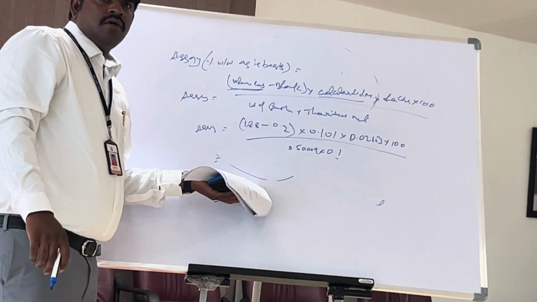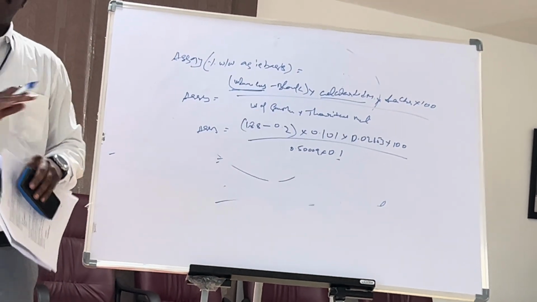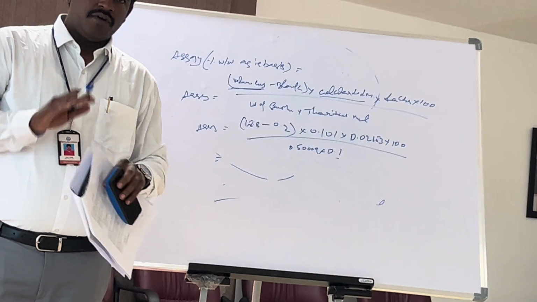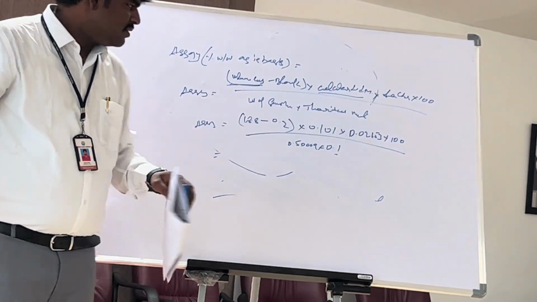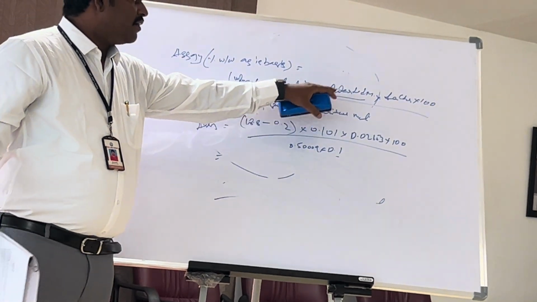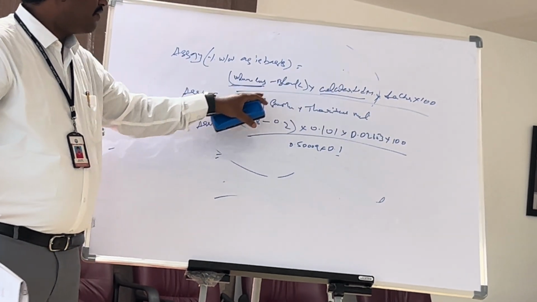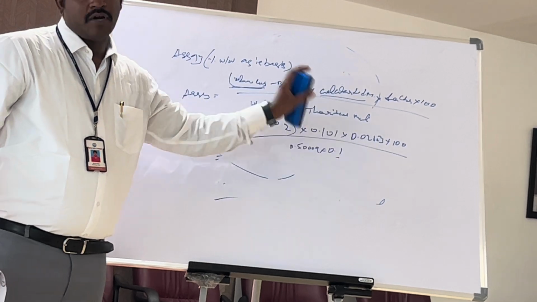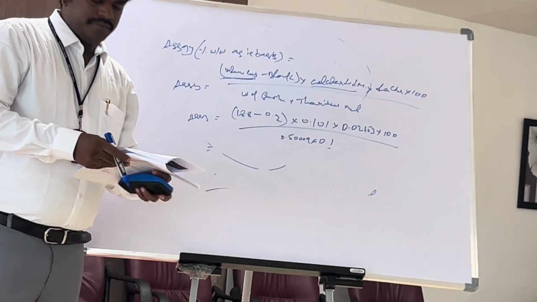If you substitute all these details and calculate, you will get the assay value. This is applicable for any manual titration. If you are doing any kind of manual titration, this is the formula: volume consumed minus blank, into calculated molarity, into factor, into 100, divided by weight of the sample into theoretical molarity. Okay?